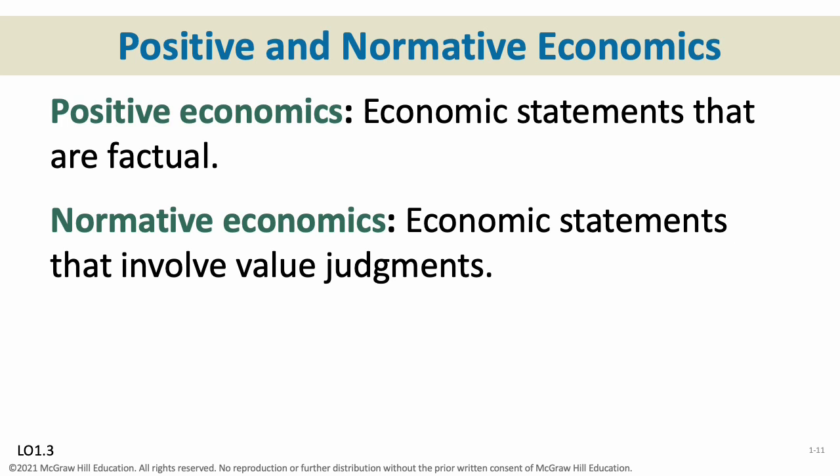We also have a difference between two types of economics, positive and normative. Positive economics are statements that are factual and aren't subjective, so hard data. Those are positive economics. The inflation rate was 8%. That's a positive economic statement. The US GDP grew at 4%. That's a positive statement. And we'll get into what both of those things are later in this class.